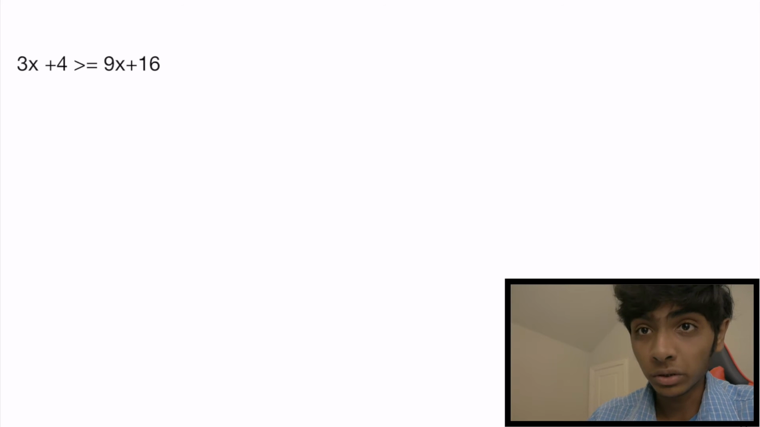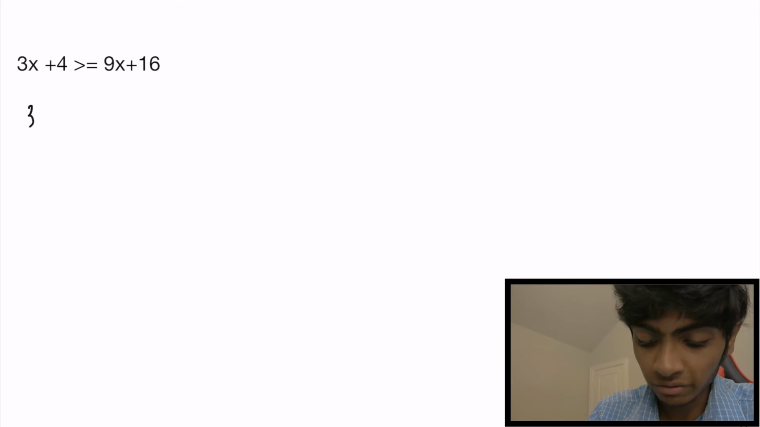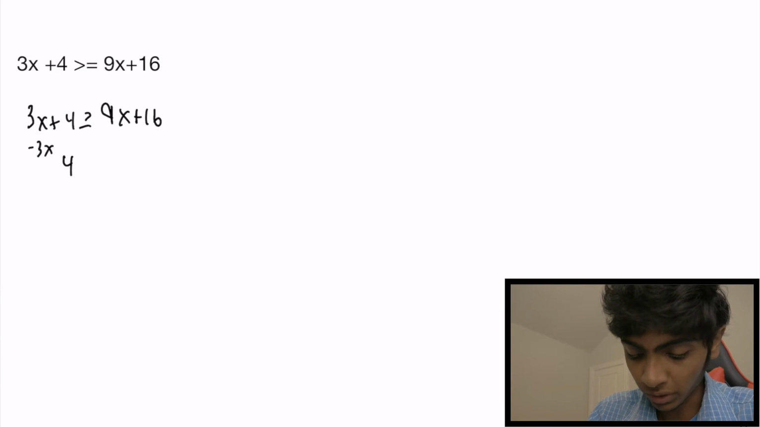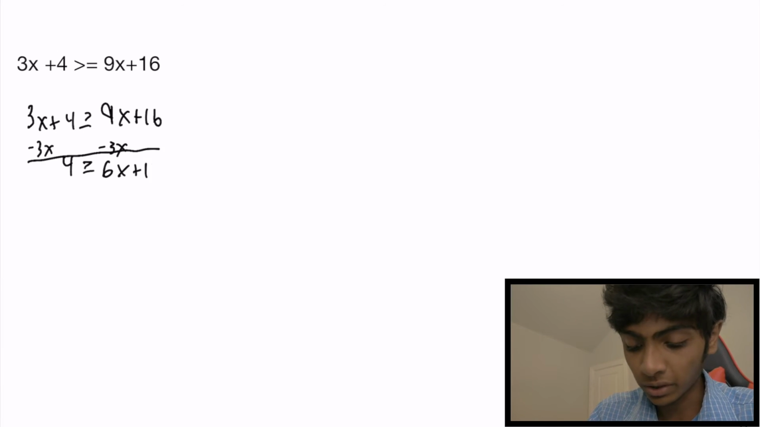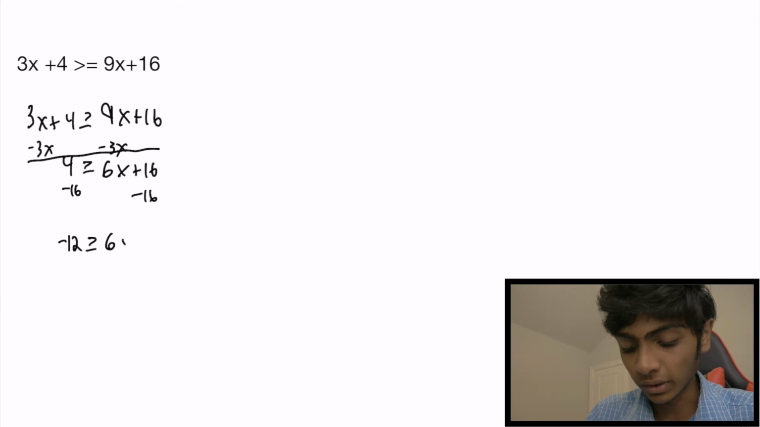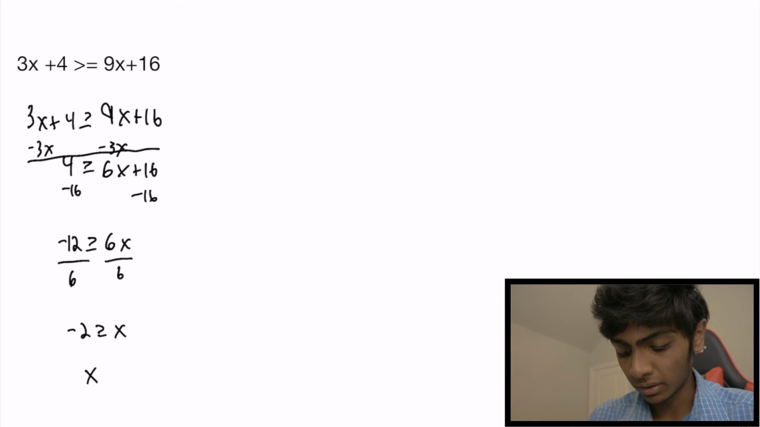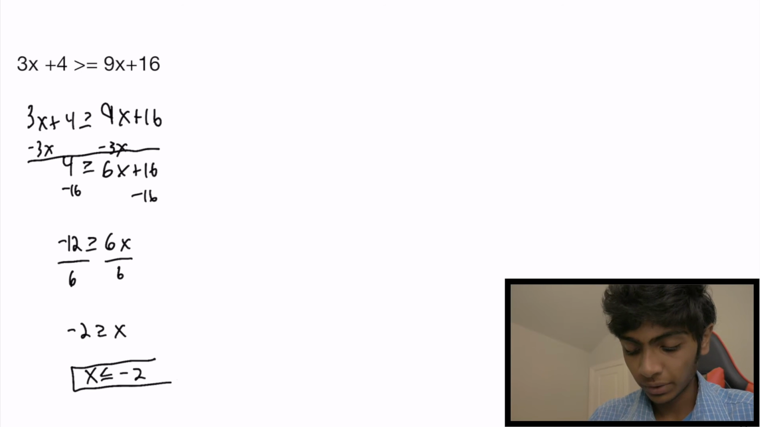Okay, now let's go on to another question dealing with the same concept. So here we're given 3x plus 4 is greater than or equal to 9x plus 16. First I'll subtract out 3x from both sides, giving us 4 is greater than or equal to 6x plus 16. Then I'll subtract 16 from both sides, leaving us with negative 12 is greater than or equal to 6x. Now we'll divide by 6, and we're left with negative 2 is greater than or equal to x. So x is less than or equal to negative 2. And that is our final answer.